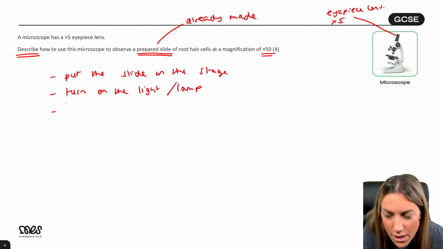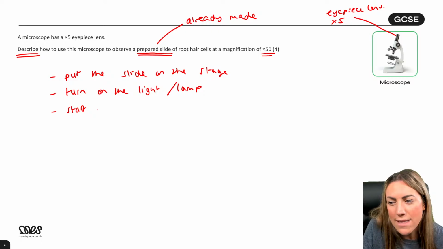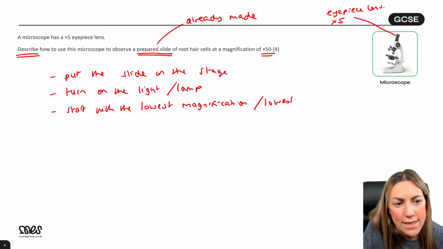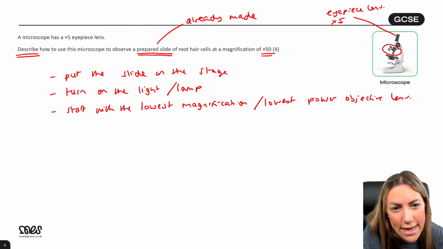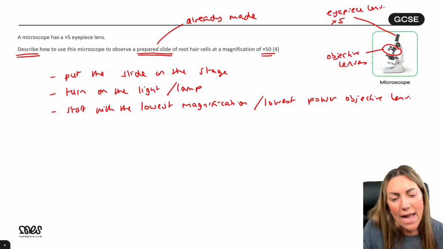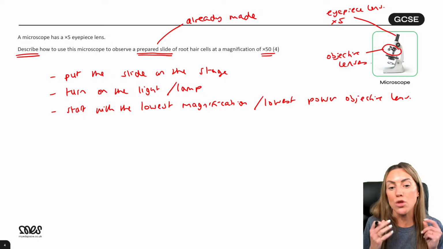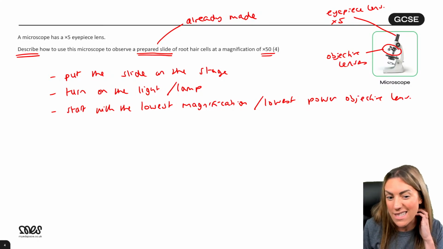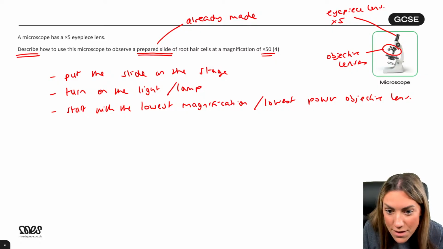You didn't have to. Yeah, a lot of you are saying in the chat, start with the lowest magnification or the lowest power objective lens. Because if you have a look at a microscope, can you see these lenses here? These are called the objective lenses. And you usually have like 3 or 4, and you do want to start with the lowest magnification or the lowest power objective lens because it makes it much easier to focus.